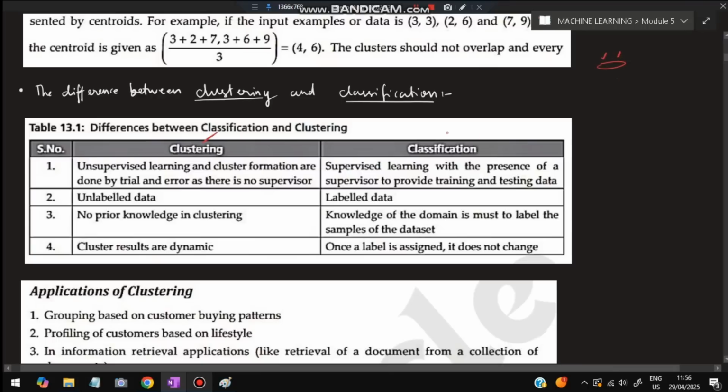That is clustering. In classification, we have the labeled data, and knowledge of the domain is a must to label the samples of the data. Once a label is assigned, it does not change. But here the results can change: if some cat is looking similar to a dog, that will be classified as a dog only.